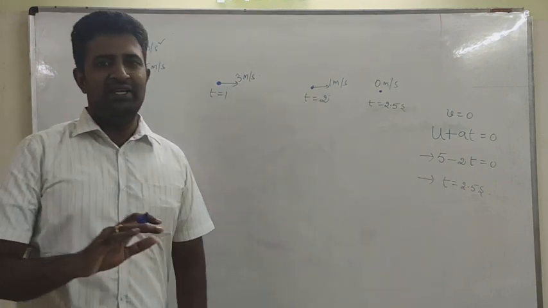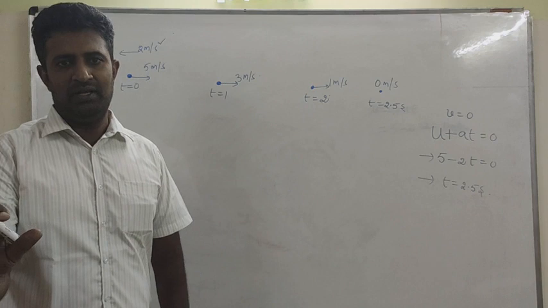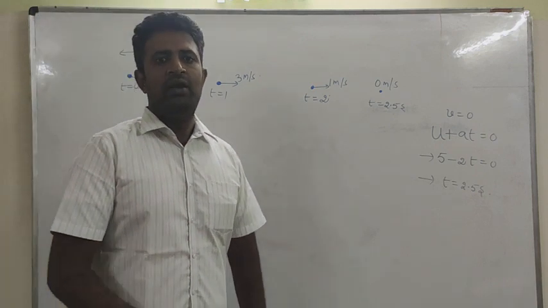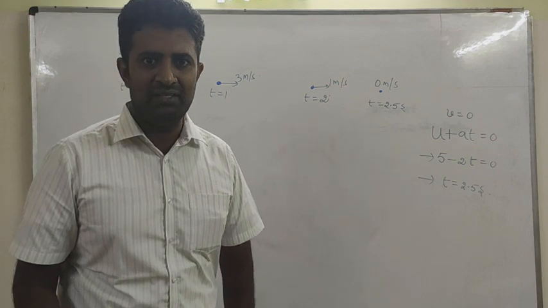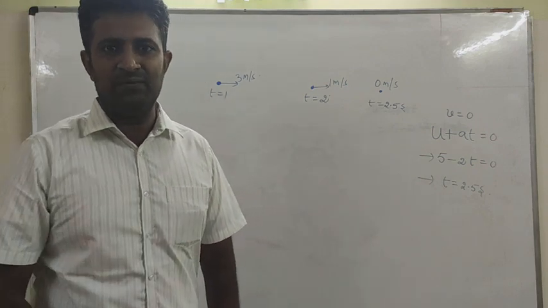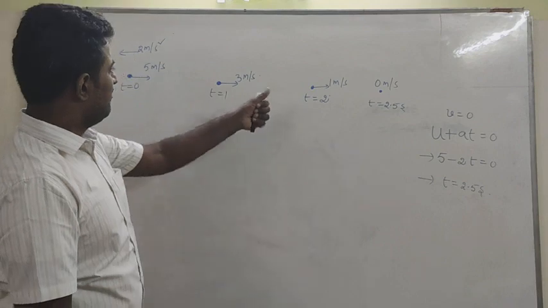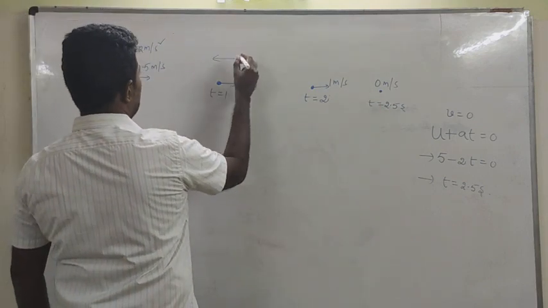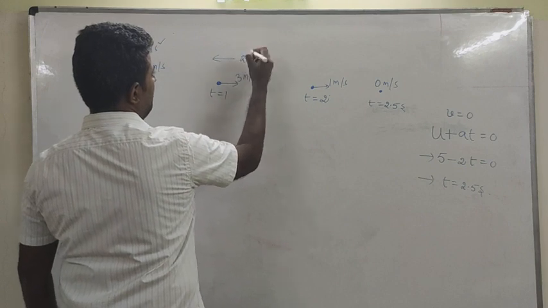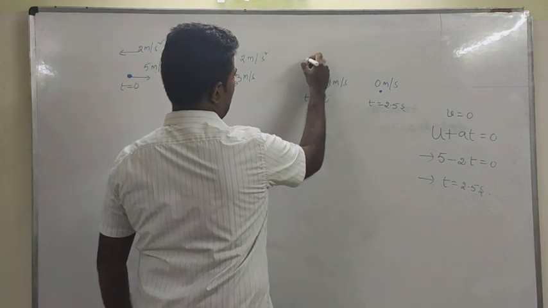In here, every student will feel comfortable. If the question is, what happens after t equal to 2.5 seconds? What happens? There is acceleration which is acting on the particle in backward direction. At all instants of time, there is an acceleration which is acting in backward direction, whose value is 2 meter per second square.